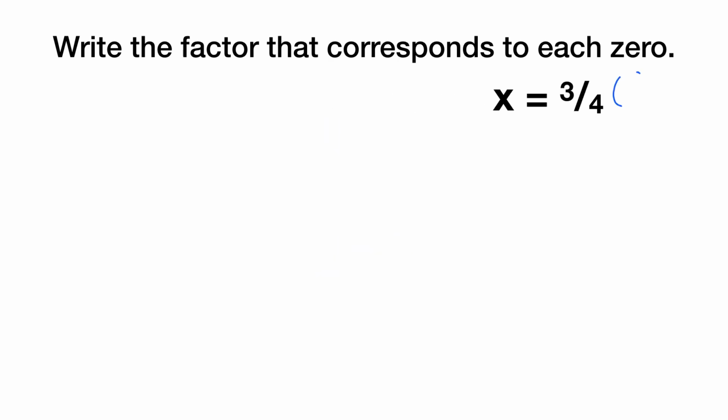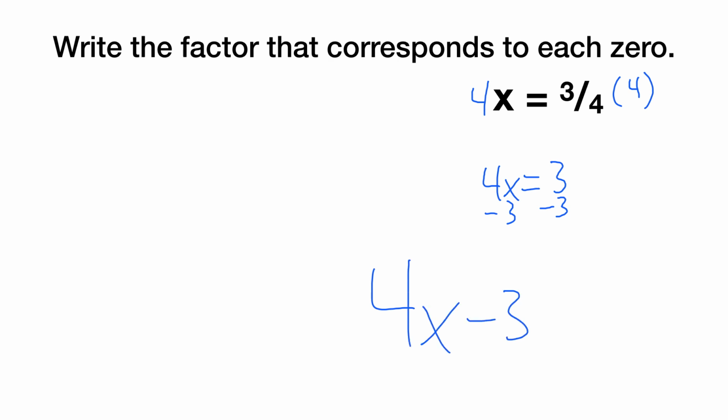And finally, let's see. The first thing I would do is multiply both sides by 4. Oh, that looks horrible. And then 4x equals 3, so subtracting 3, the factor is 4x minus 3.